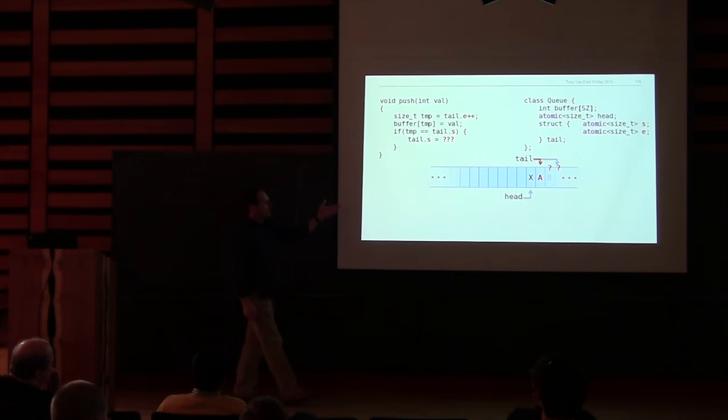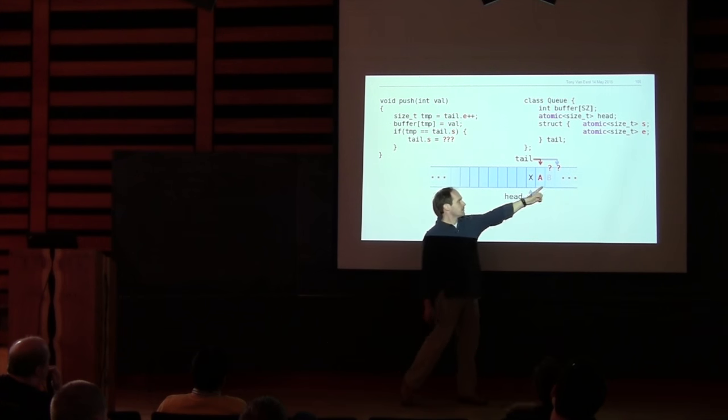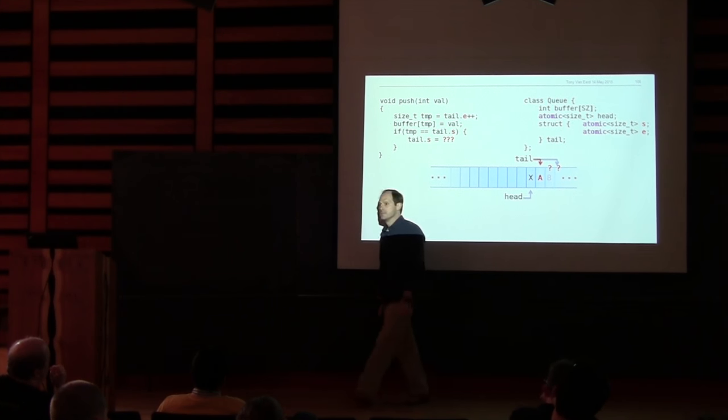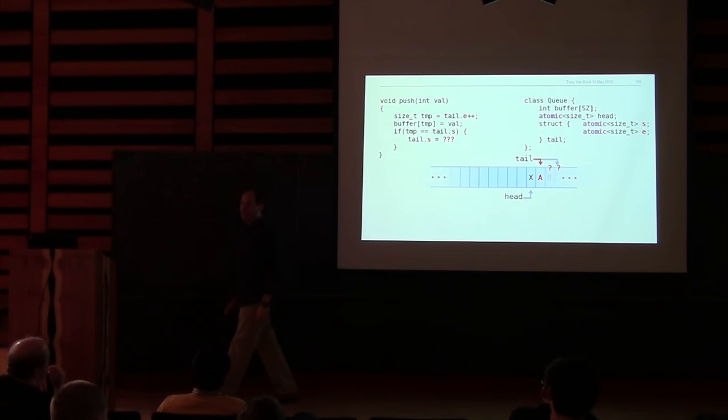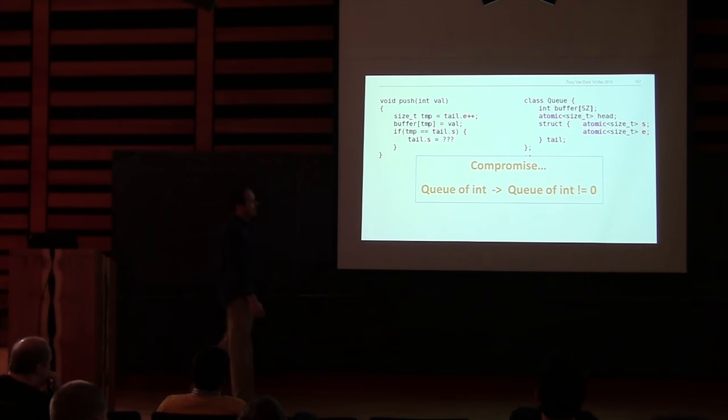So maybe it's A's job to update tail completely, right? The problem is, he has no idea whether he can update tail because he doesn't know whether B is there or not. How can he know whether B is there or not? He can't, really. So let's make a compromise.